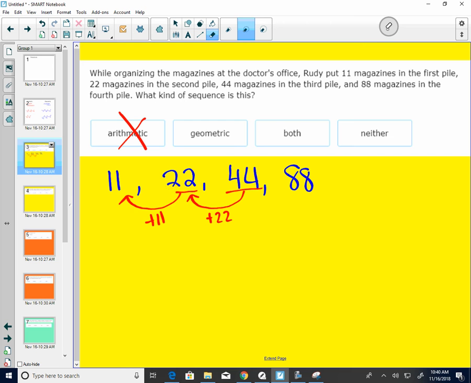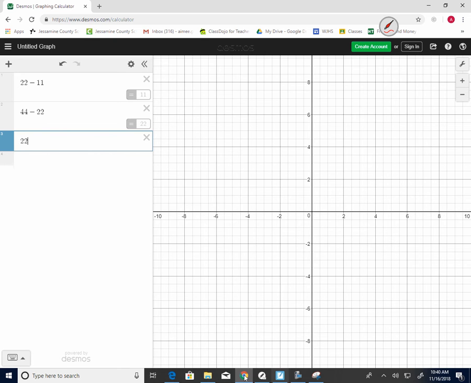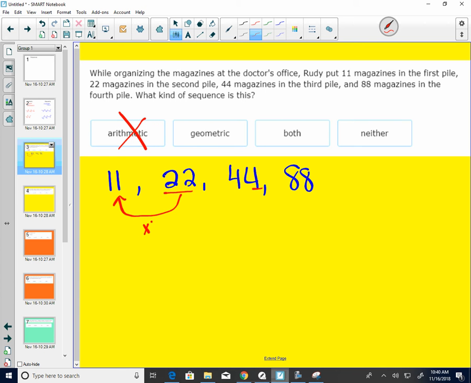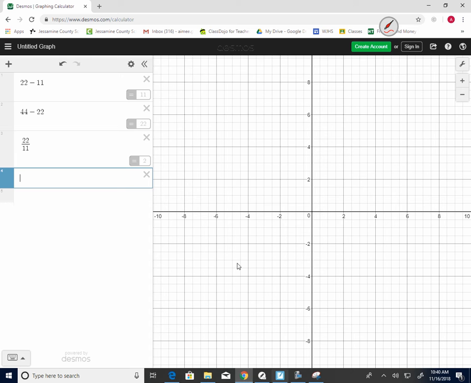So then we need to check to see if it is geometric. To check if it's geometric, instead of subtracting our numbers, we are going to divide them. We're going to start with the second term and divide it by the first term and see what we get. So 22 divided by 11, well, that's 2. So that means I took 11 and multiplied it by 2 to get to 22. And let's see what 44 divided by 22 gets us. 44 divided by 22 also gets us 2.